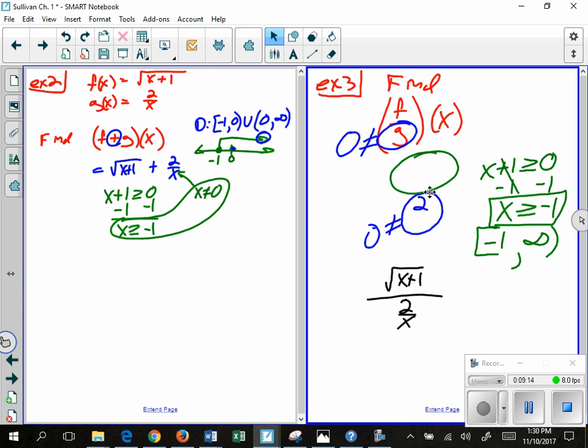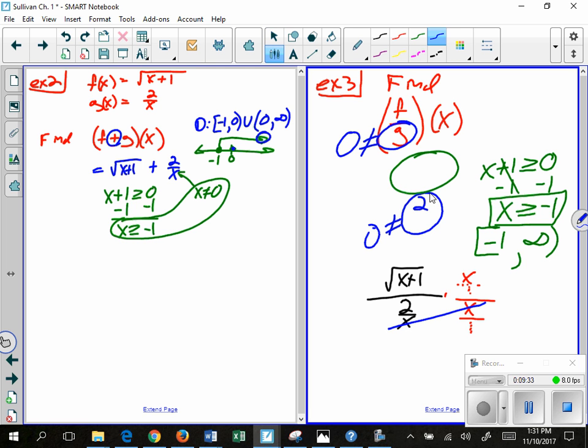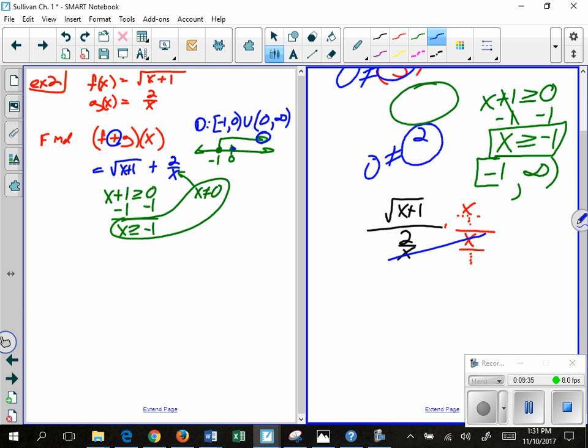Let me pop that out of there, and let's simplify that. So I would probably multiply this by x over 1, so that the x's are going to wind up canceling here. So I'm going to have the square root of x plus 1 times x all over 2.